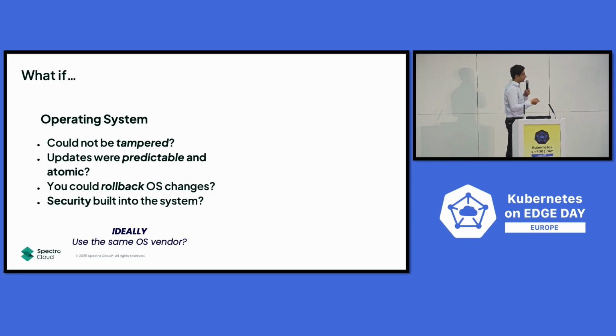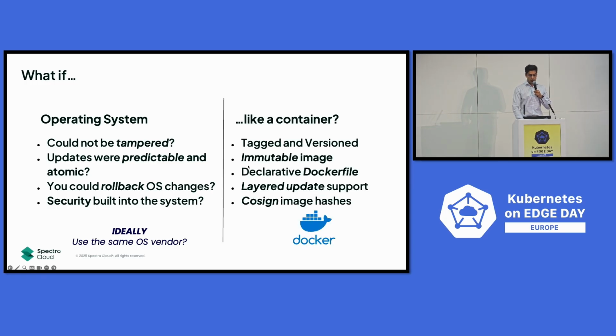So ideally, can you provide all these different capabilities and get the benefits of both worlds? One, being able to have immutability, security, and rollbacks, but at the same time, still use the operating system vendor that you know and trust. So what does it remind you guys of? It's containers, right? Containers today already provide a lot of these different capabilities.